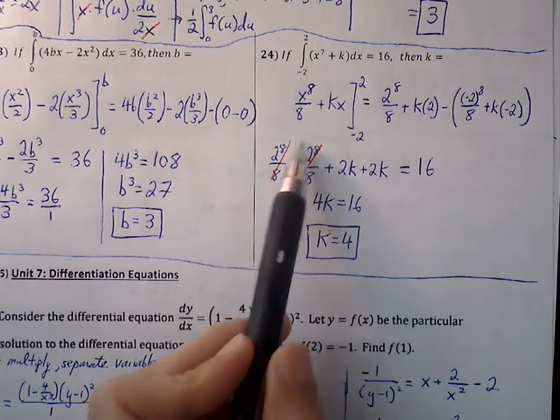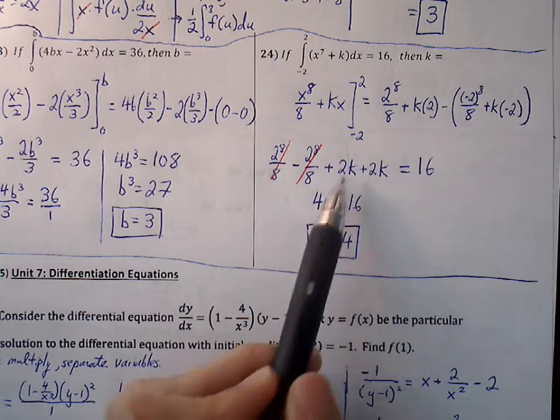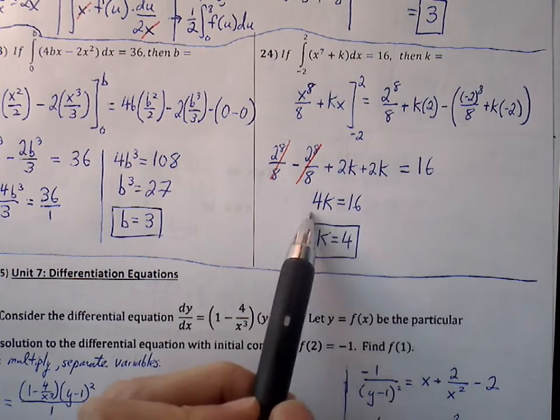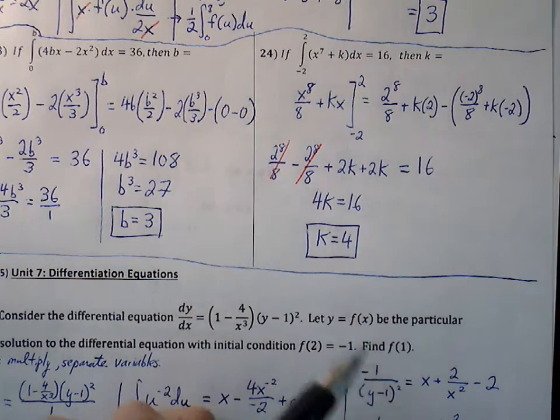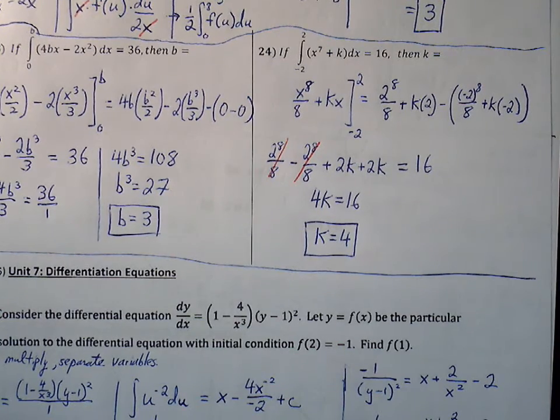And now we should be able to work our way down to solve for k. 2k plus 2k equals 4k. Divide both sides by 4k, we get k equals 4.